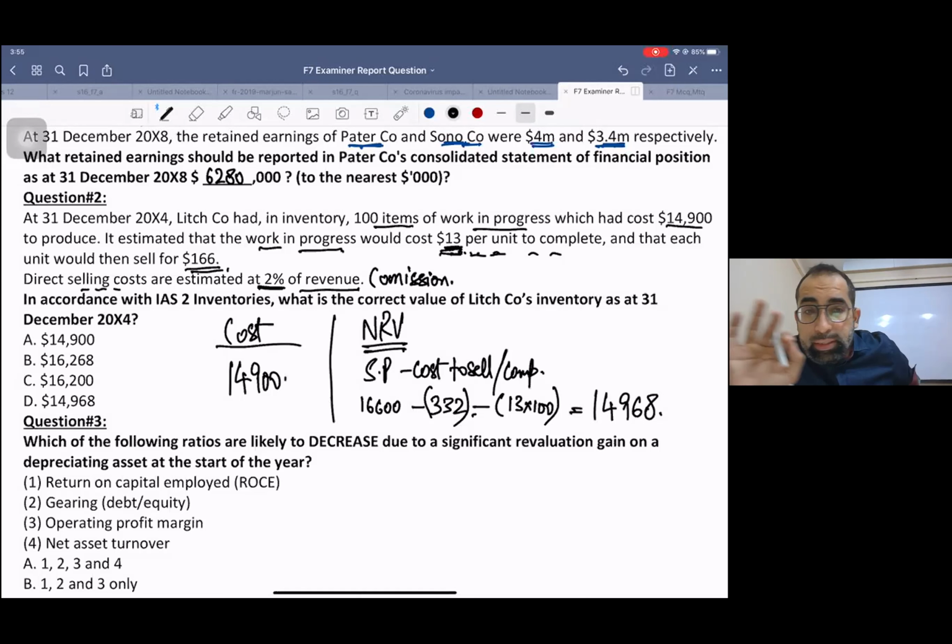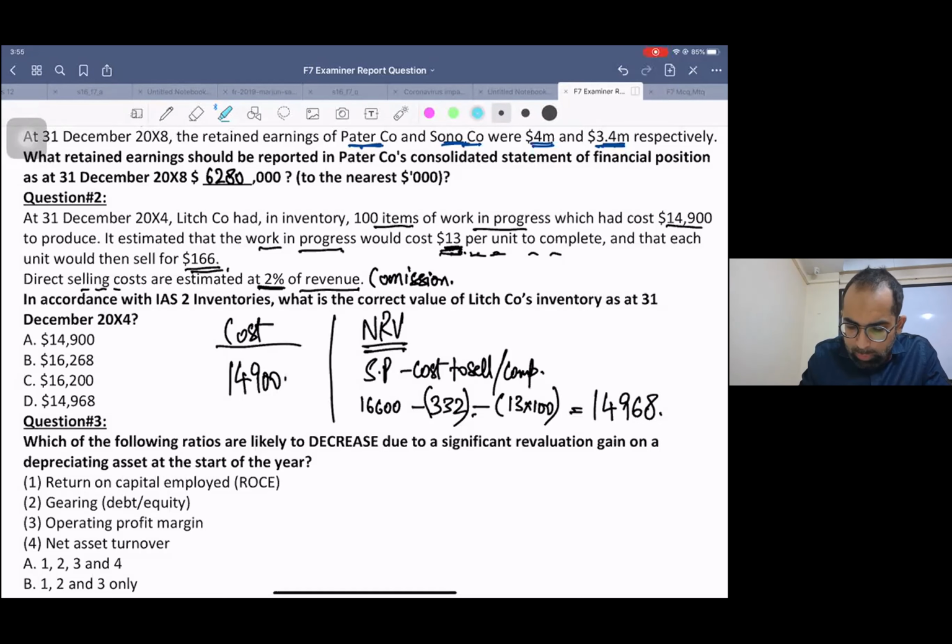Now use your brain. This is again a basic question. Listen, cost is 14900 and NRV is 14968. You can say this dialogue loudly: inventory should be recorded at lower of cost or NRV. So which one is lower? This number is lower, number 14900. So answer is A. Again, this is a simple question, and this is one of the latest questions by accaglobal.com.